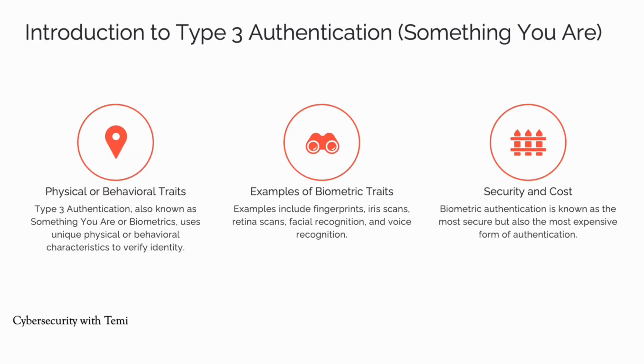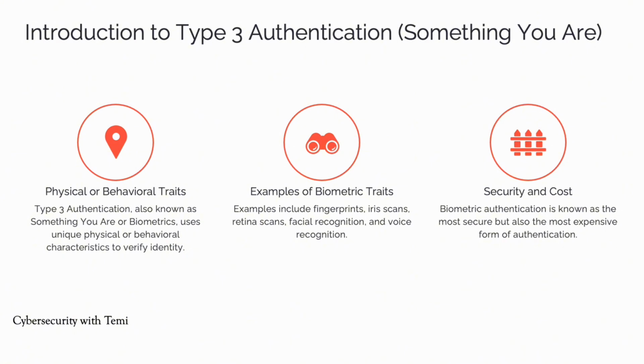So this is a form of authentication that relies on unique physical or behavioral characteristics to verify your identity. For example, physical traits like your fingerprint or your facial features. And this is unique for each person and it's difficult to replicate. So your fingerprint is unique to you because our fingerprints are not the same. Even for twins, their fingerprints are not the same. And this is why type 3 authentication is the most secure form of authentication.